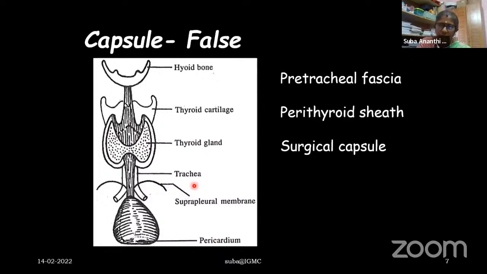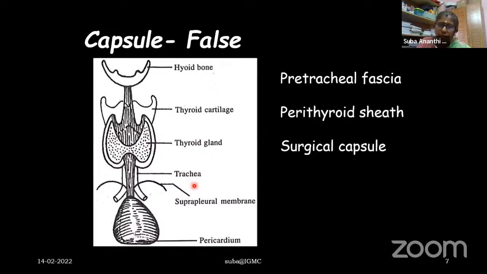Pre-tracheal fascia is one of the deep fascia of the neck. We have three deep fascia layers. The anterior layer is the investing layer of deep cervical fascia. The middle layer is the pre-tracheal layer, and the deep or posterior layer is the prevertebral layer. This middle layer, the pre-tracheal layer, encloses the thyroid gland and forms the false capsule of the thyroid gland.